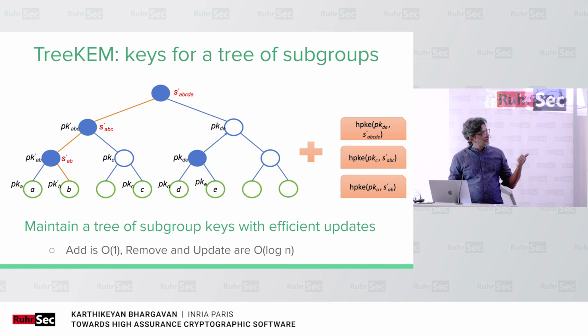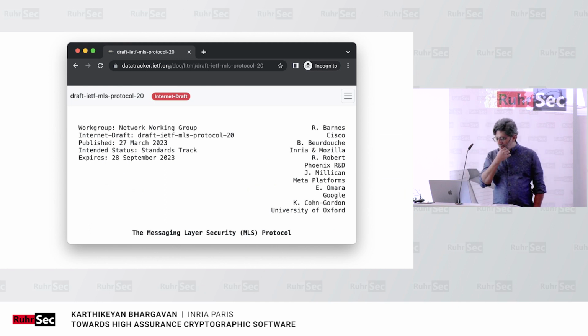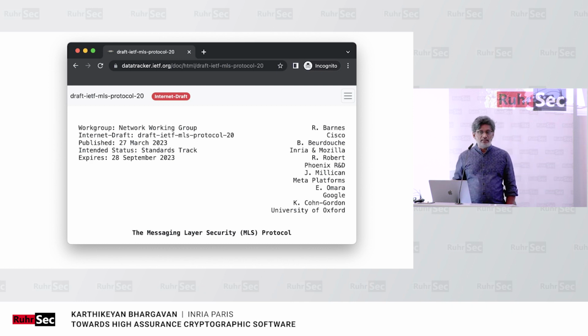So adding people to the tree is still order 1. Removing and update are log n operations in computation and in the size of the message that you have to send. And that is the heart of the idea of this standard called Messaging Layer Security, which is now on draft 20 and supposed to be published any day, like in the coming weeks.